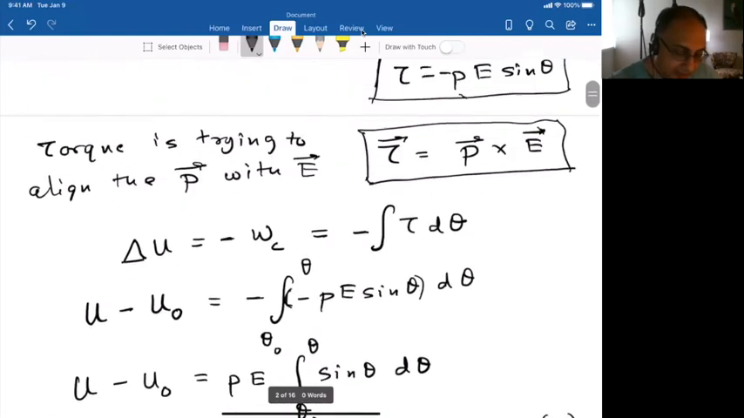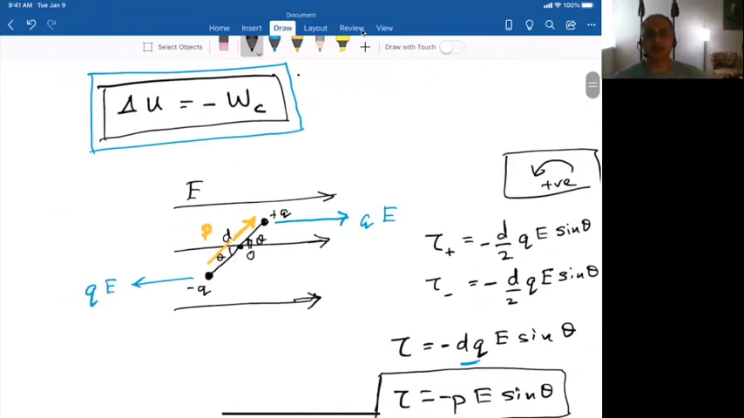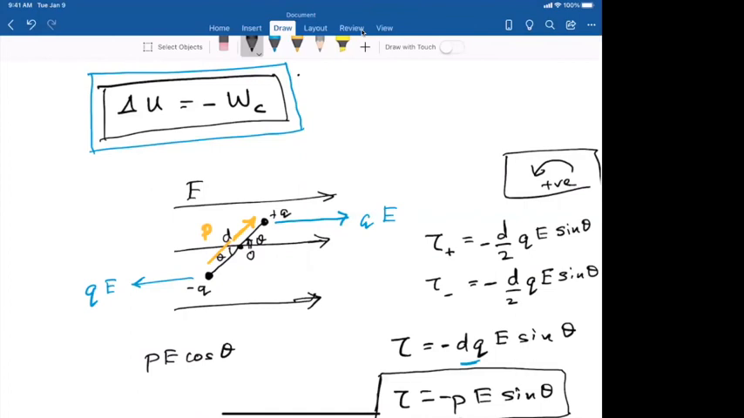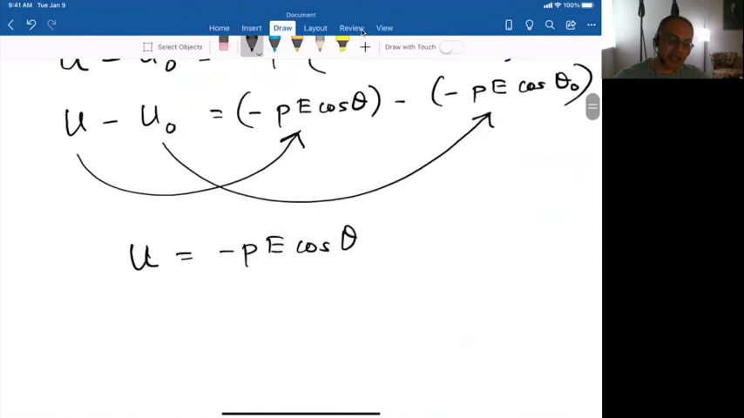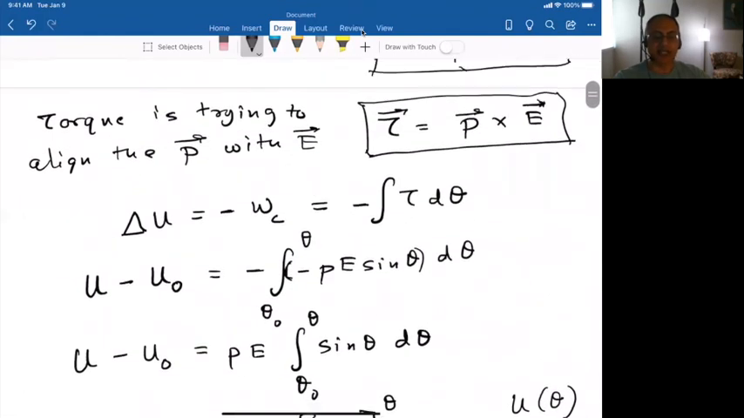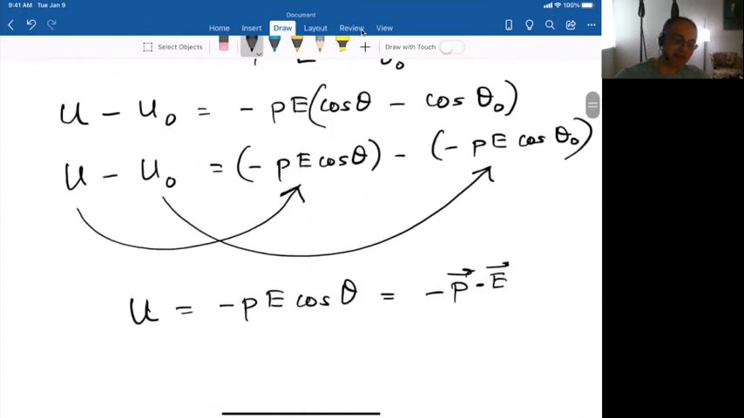Remember that P is a vector and E is also a vector. So PE cosine theta, what does that remind you of from physics 1? The dot product, exactly. So another way of writing this is U is equal to minus P dot E. The dot product always gives you a scalar. So you can see that the potential energy of the dipole is the dot product of the dipole moment and the electric field, and the torque on the dipole is the cross product of the dipole moment and the electric field. That makes sense? All right, so these formulas will come up later on, and you'll see very similar formulas show up for magnetism as well.